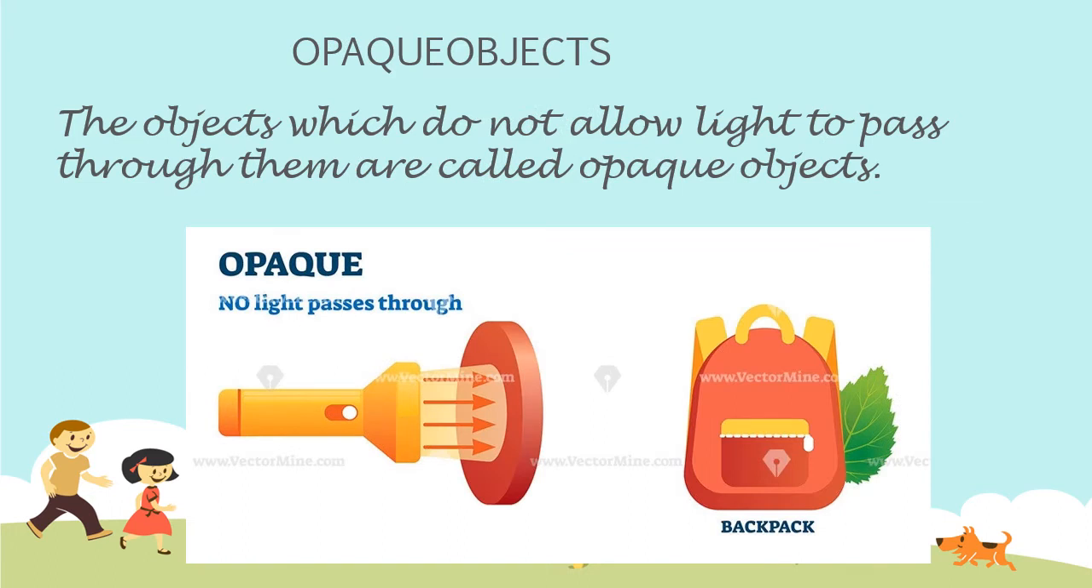Opaque objects. There are some objects which do not allow light to pass through them. These objects are called opaque objects. We cannot see through an opaque object at all. Examples of opaque objects are wood, metal, cardboard, etc.